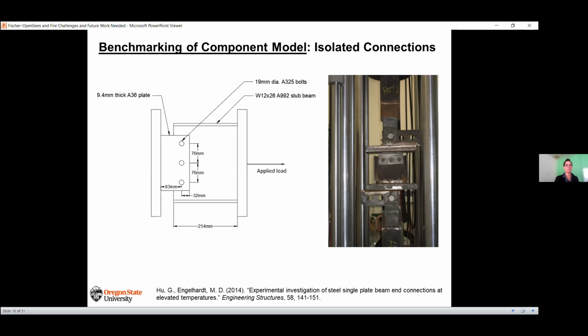So perpendicular to the connection itself in pure axial force. So this allowed us to just look at pure temperatures on the connection loaded just axially.